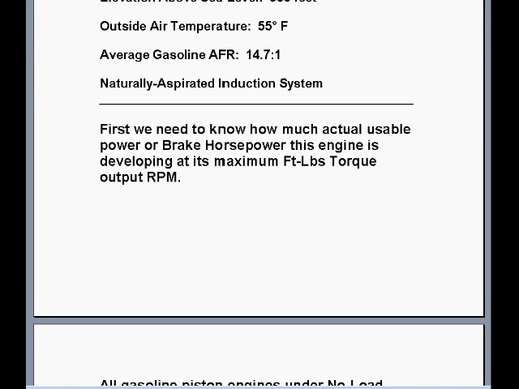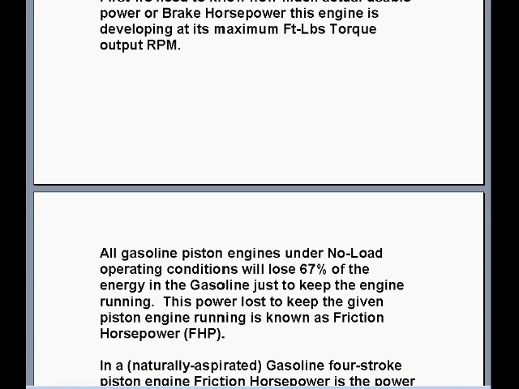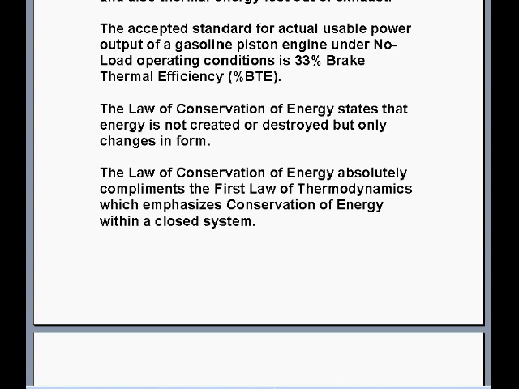First, we need to know how much actual usable power or brake horsepower this engine is developing at its maximum foot-pounds torque output RPM. All gasoline piston engines under no load operating conditions will lose 67% of the energy in the gasoline just to keep the engine running. This power loss is known as friction horsepower. In a naturally aspirated gasoline four-stroke piston engine, friction horsepower is the power lost to overcome compression, friction, drive engine accessories, draw in the air-fuel charge, purge the spent air-fuel charge, heat the engine block, and also thermal energy lost out of the exhaust. The accepted standard for actual usable power output of a gasoline piston engine under no load operating conditions is 33% brake thermal efficiency.